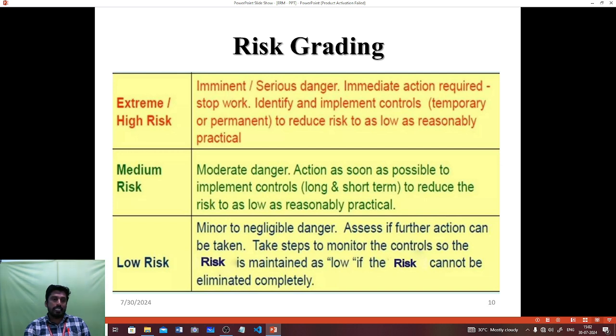The third one is extreme or high risk. These are very dangerous zones; we cannot find the exact solution for what happens to the environment. That is extreme. Any risk or solution we find will not be given to the particular incident or event. So we define extreme or high risk. Immediate action is required: stop work. It also identifies whether the implemented controls are temporary or permanent, to reduce the risk as low as reasonably practical. So these are the risk gradings.